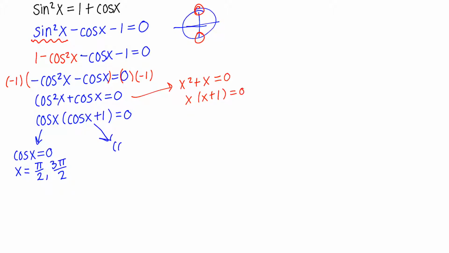For the next equation, cosine x plus 1 equals 0. So cosine x equals -1. Cosine x is going to be -1 in one place only. The only place where your x coordinate is going to be -1 is here at pi. So you have x equal to pi. So altogether, our answers are pi over 2, 3 pi over 2, and pi.